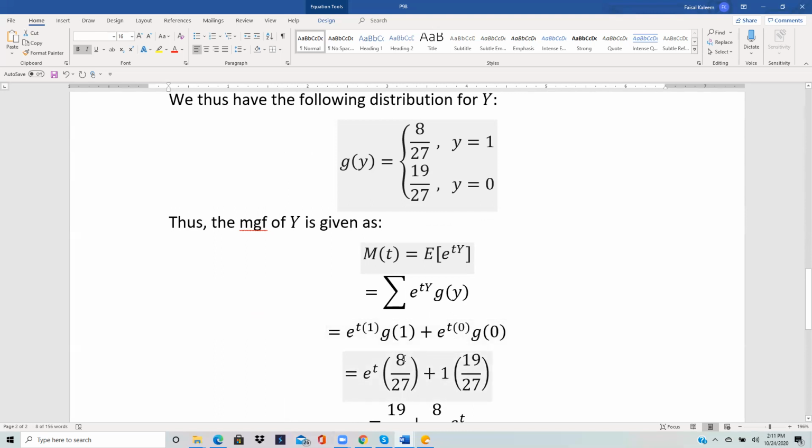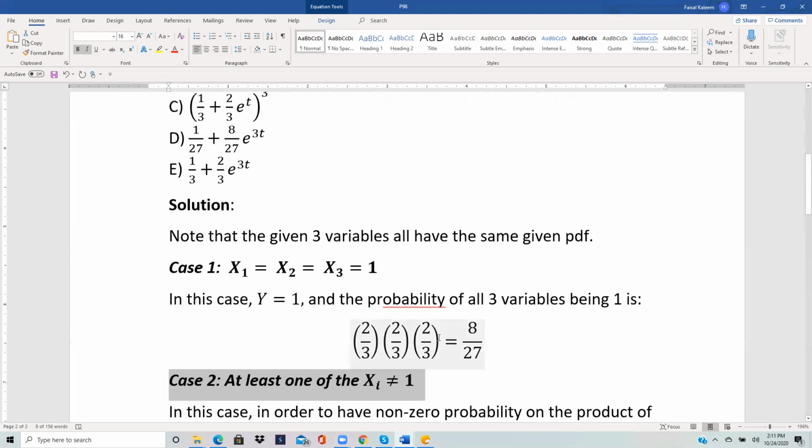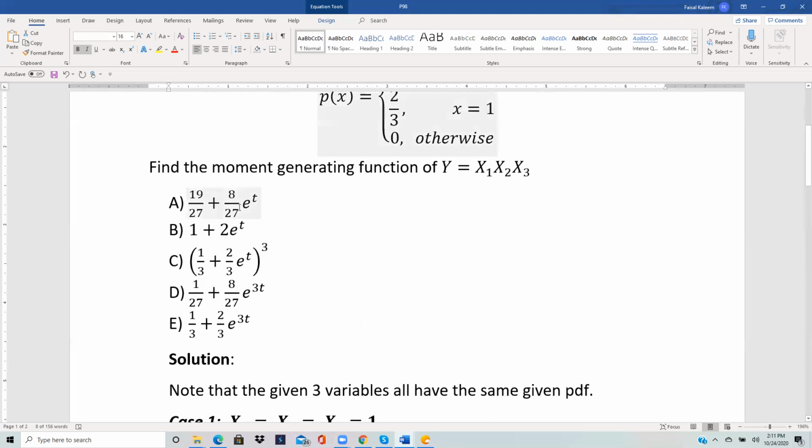So g of 1 is 8/27, g of 0 is 19/27, and e to the t times 0 is just e to the 0, which is 1. And this simplifies to 19/27 plus 8/27 e^t.